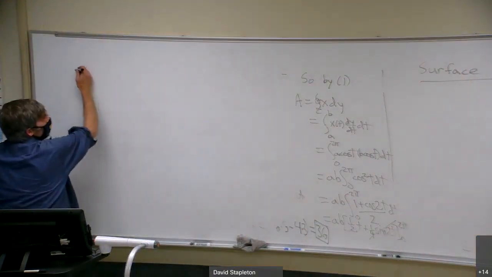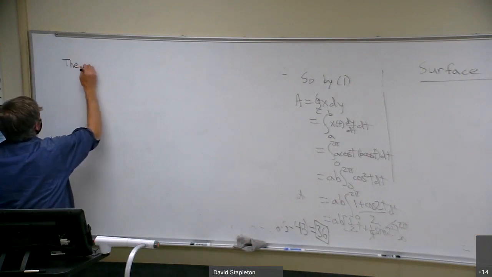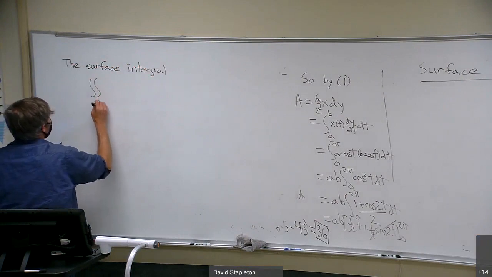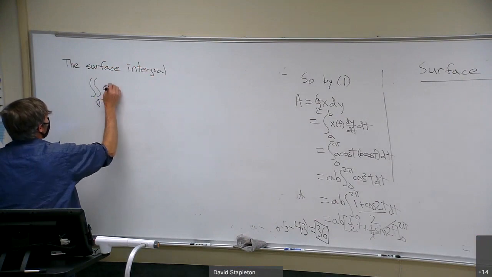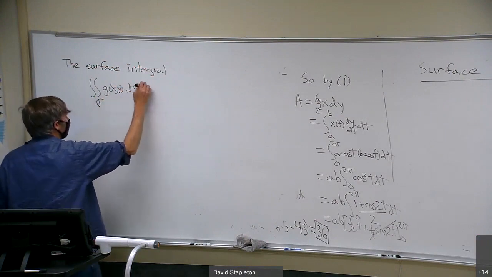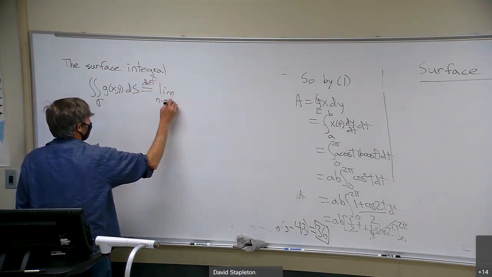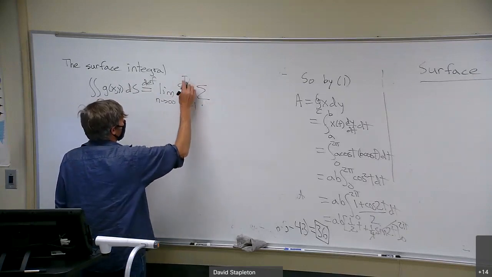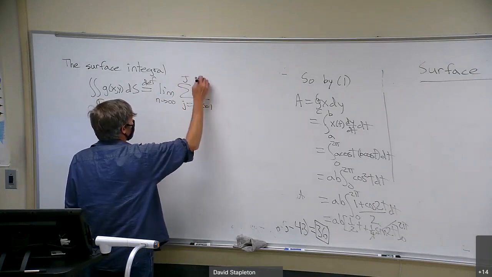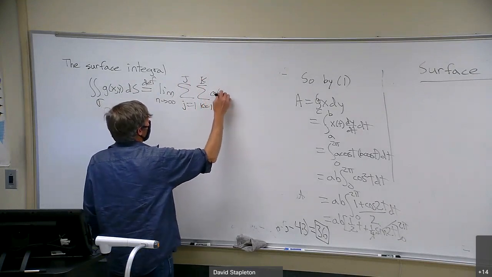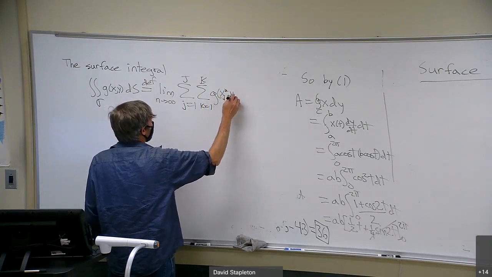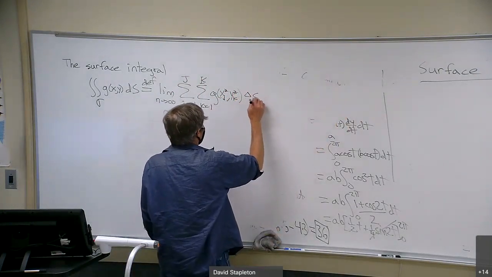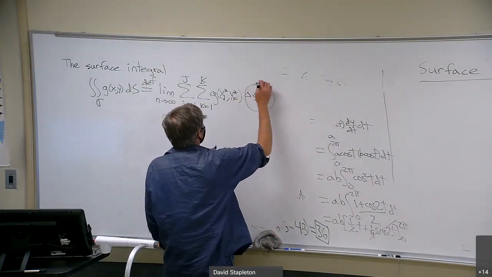So now, the surface integral. It's defined this way: the double integral over sigma, the surface, of any function g of x, y, ds, that's the notation. This means the limit as the number of subregions goes to infinity of the sum, j equals 1 to big J, k equals 1 to big K, of g at any intermediate point xj star, yk star times the area of the surface element delta s jk.